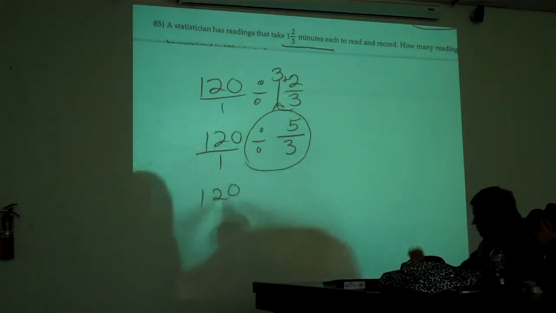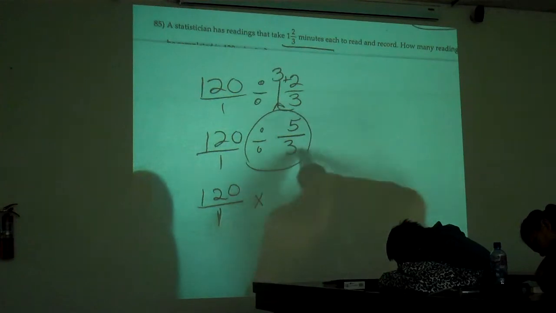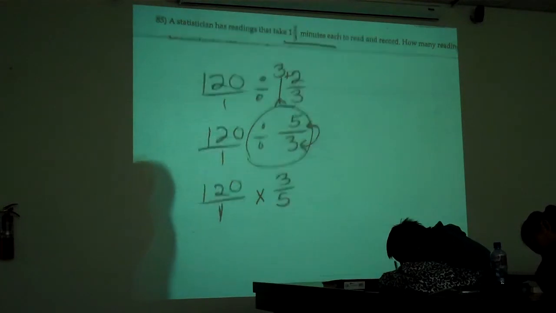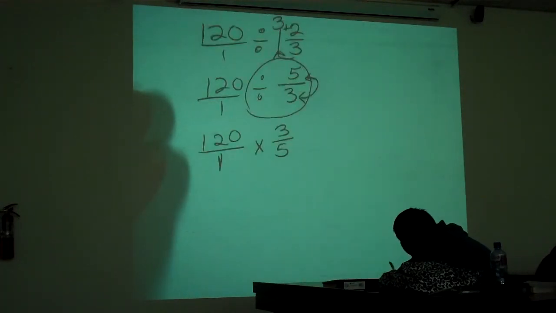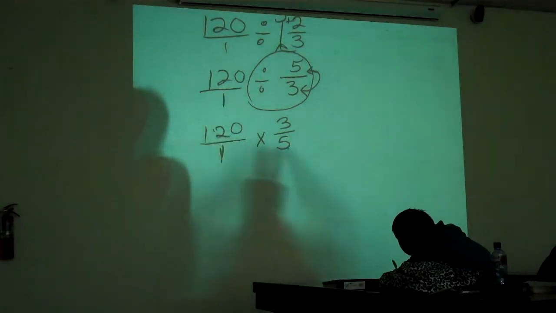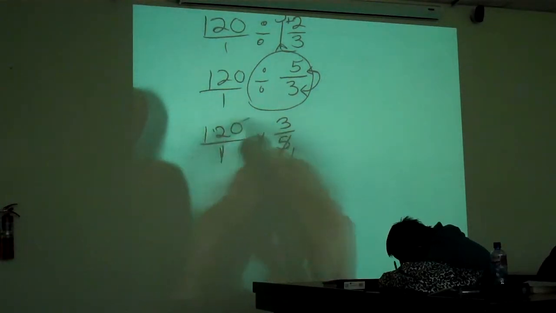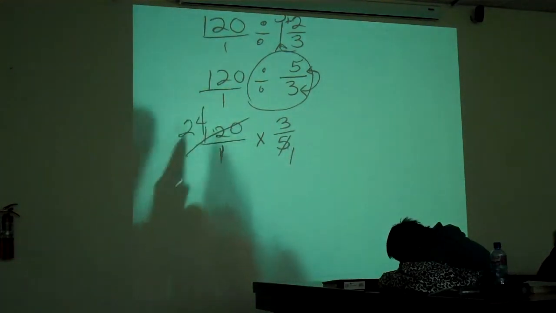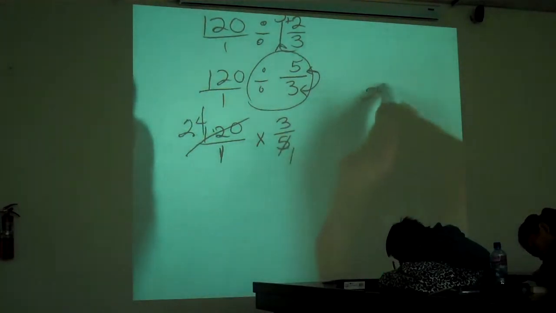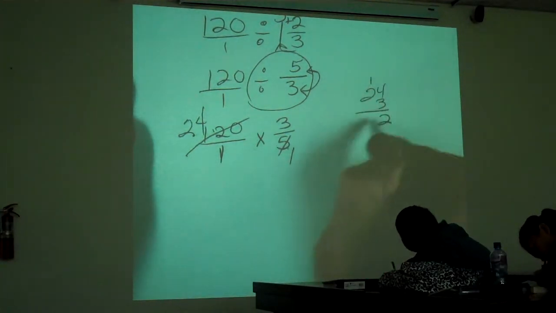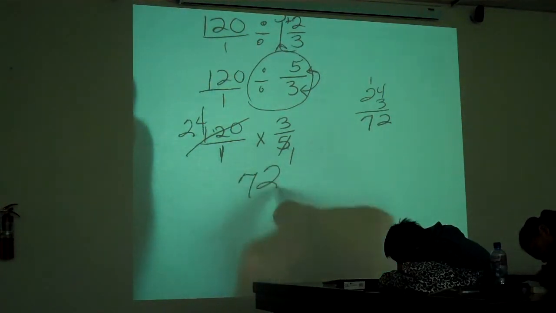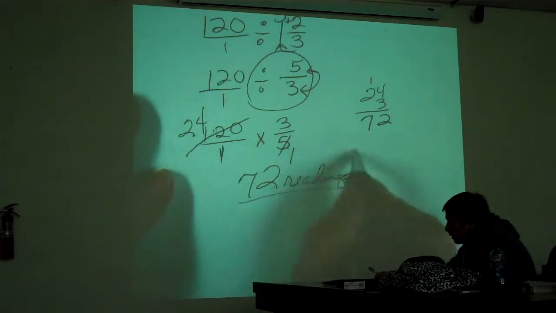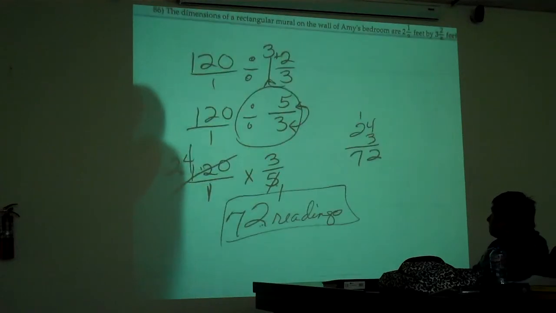Multiply by the reciprocal, right? Leave the first one, multiply by the reciprocal. 3 on top, 5 on bottom. Can we do some dividing? Yes. Okay, so 5, right? Divide by 5. Divide by 5 is 1. Divide by 5 is 24. 24 times 3 is 72, what we guessed it probably would be. So you could do 72 readings in 120 minutes.